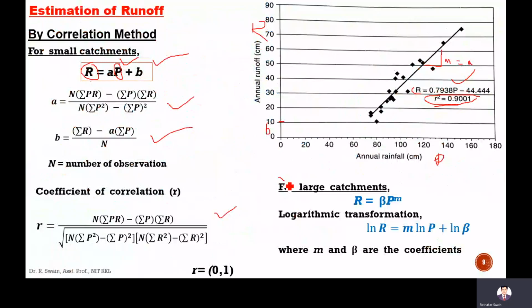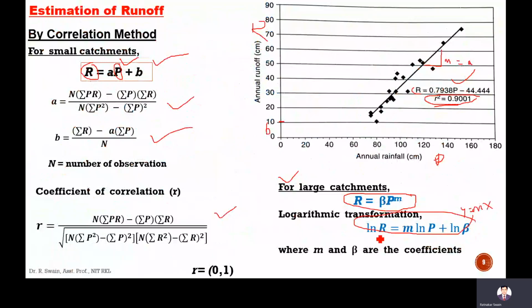For a large catchment, there is no linear relationship between runoff and precipitation; there is a non-linear relationship. So for this you have to take logarithms on both sides, a logarithmic transformation. Then ln R is equal to m ln P plus ln beta. This is of the form y equals mx plus c, a straight line equation.